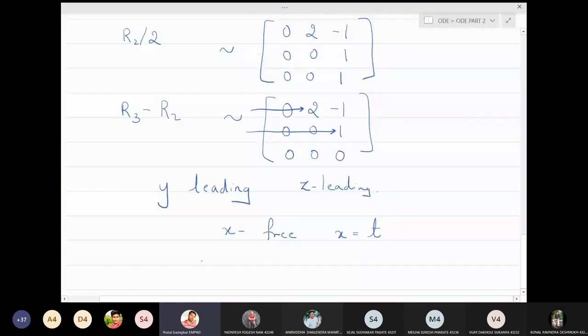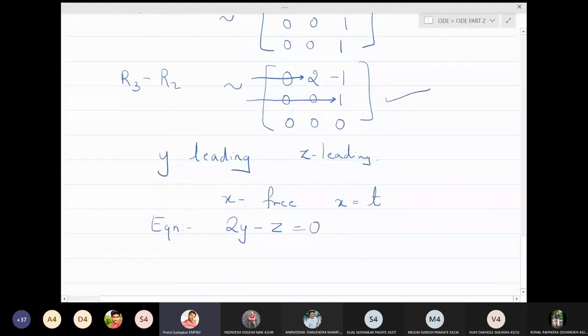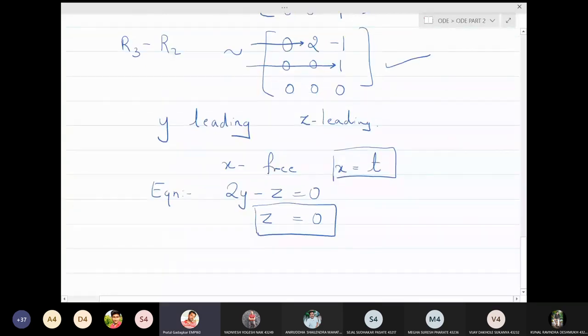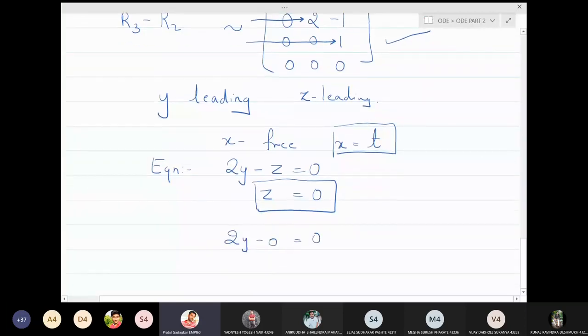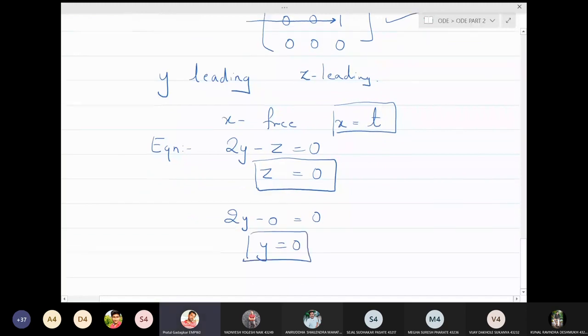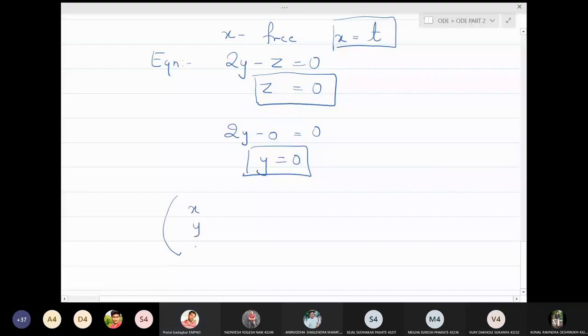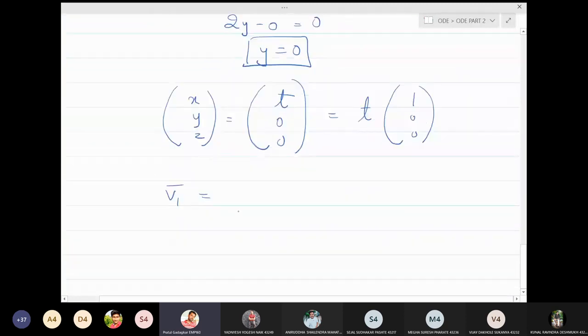Let me write the equations. The equation from the first row is 2y minus z is equal to 0, and the equation from the second row is 0x plus 0y plus 1z is equal to 0. So x is t, and z is 0. When I put z equal to 0 in that equation, I get 2y minus 0 is 0, so y also becomes 0. Therefore the vector xyz is t 0 0, which is t into 1 0 0. So the vector v1 turns out to be 1 0 0, corresponding to the eigenvalue lambda 1 equal to 1.